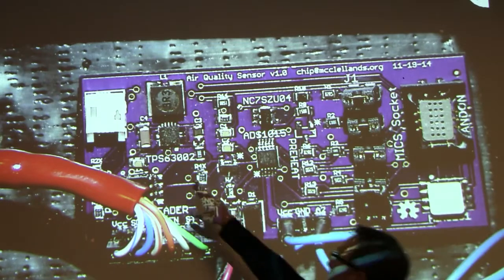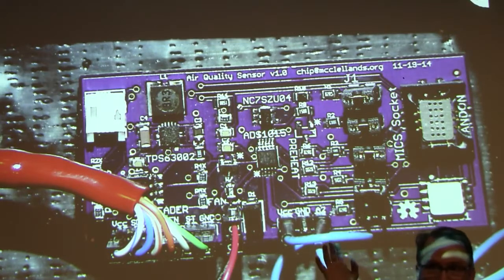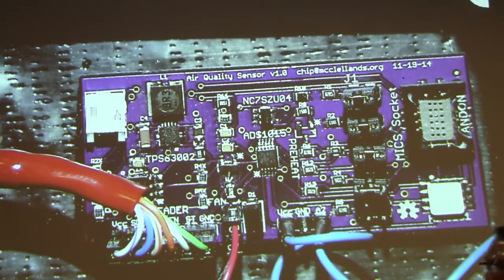So you can see a buck boost power supply here with the LiPo battery, because I wanted to isolate the power drain of this from the Arduino, especially since I use a fan to pull air through the device. Because if you don't have a fan moving some air through, then you're just measuring the air quality inside your box, not necessarily in the air around it.